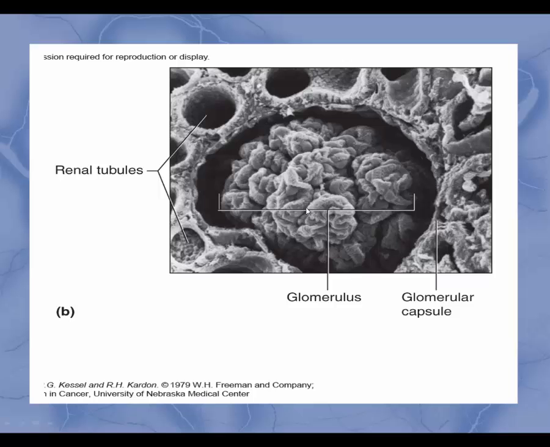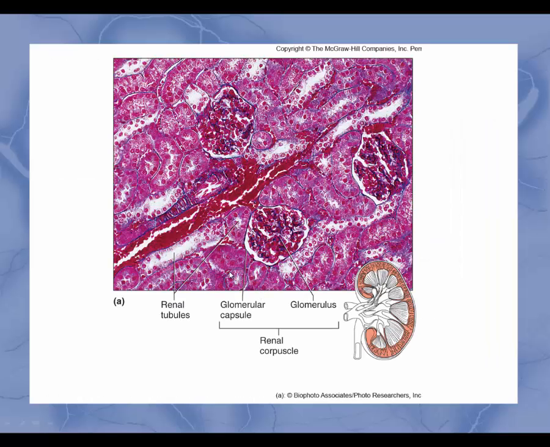All right, here's how one actually looks. One big tangled mass of capillaries, and the renal tubules scattered all around it. This is how one looks on a slide. A big tangled mass, the glomerulus here, and renal tubules here. Again, this is a real image of one on a real slide.